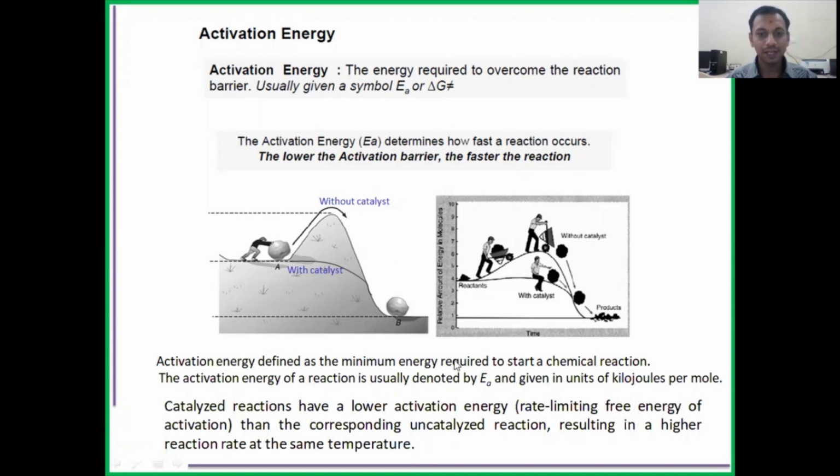Activation energy is defined as the minimum energy required to start a chemical reaction. The activation energy of a reaction is usually denoted by the symbol Ea and given in units of kilojoules per mole. So a catalyzed reaction has a lower activation energy, and that's why the rate limiting free energy of activation is lower than the corresponding uncatalyzed reaction, resulting in a higher reaction rate at the same temperature. The temperature conditions are similar.